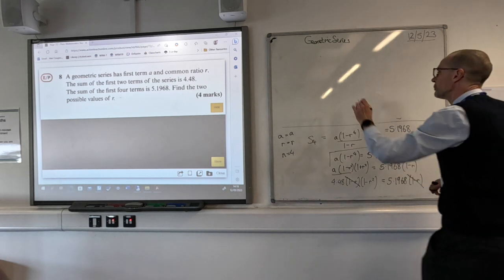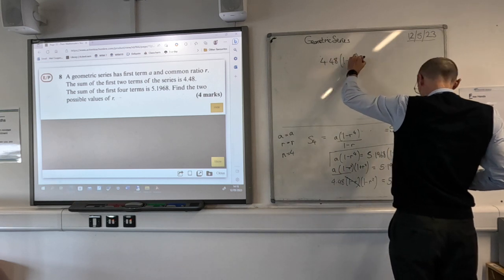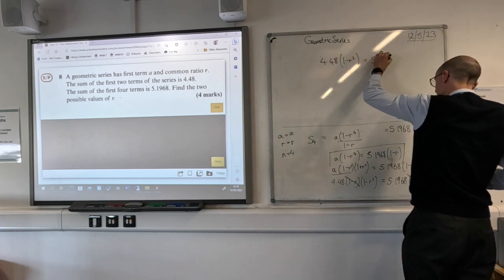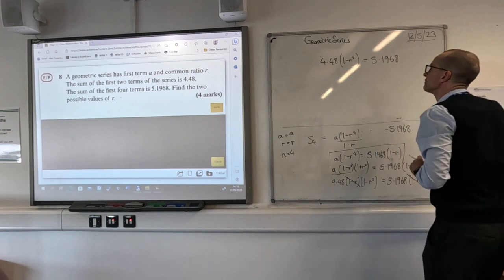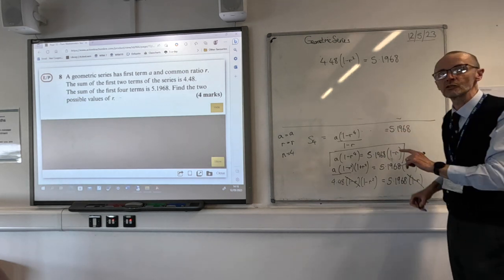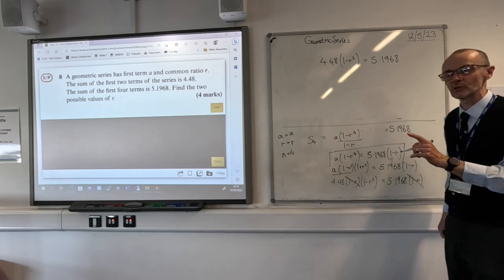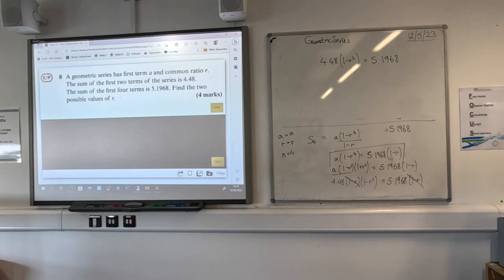So let me rewrite what we've got. And actually, I was going to say this is another difference of 2 squares, but we don't need to do that, do we? Because it's just a quadratic now. It's a quadratic where you haven't got any r terms, so you can use your calculator, but you can also just write it as r squared equals and square root it.